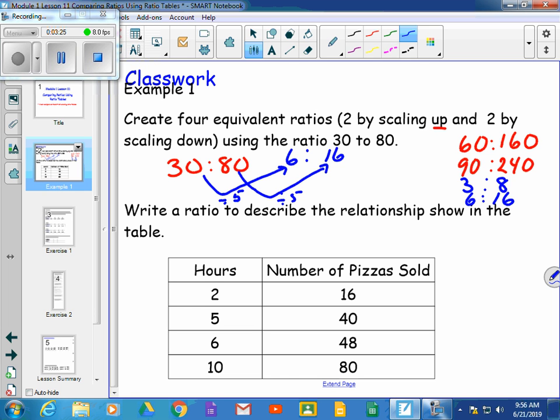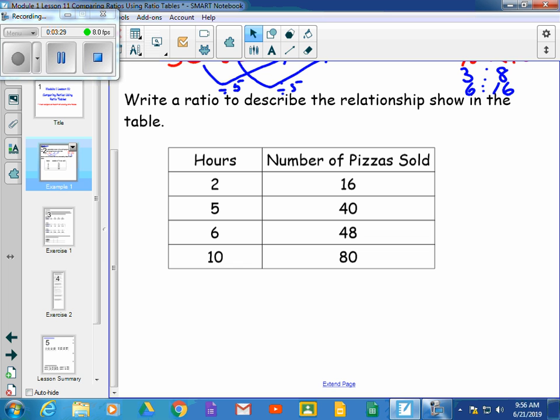Now let's go to the bottom part. It says write a ratio that describes the relationship shown in the table. We want to know what ratio all of these ratios in the table are equivalent to. If I'm looking at that, I got 2 to 16, 5 to 40, 6 to 48, and 10 to 80. They're all equal to something.